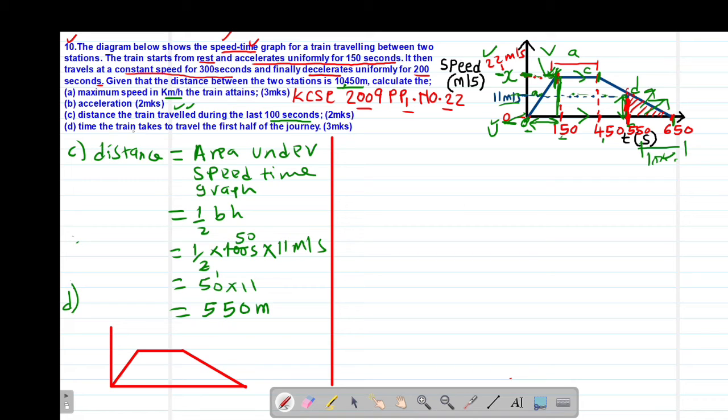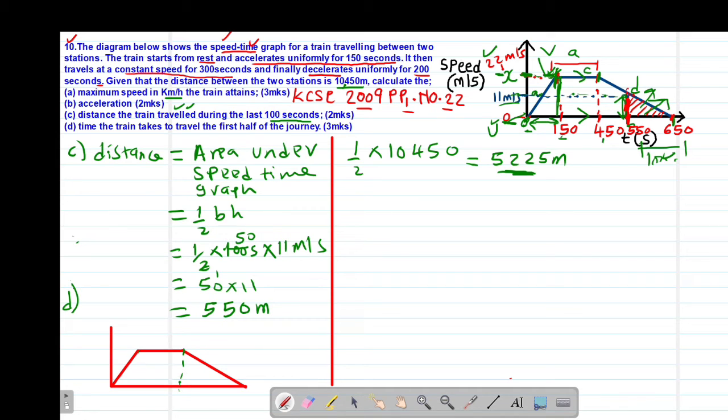They want us to find the time the train takes to travel the first half of the journey. The first half of the journey should correspond to half of the total distance. A half of the total distance was 10,450. So if we find a half of 10,450, which is 10,450 divided by 2, we are going to get 5,225 meters. So this is what is representing half of the journey. I need to determine where this distance lies.